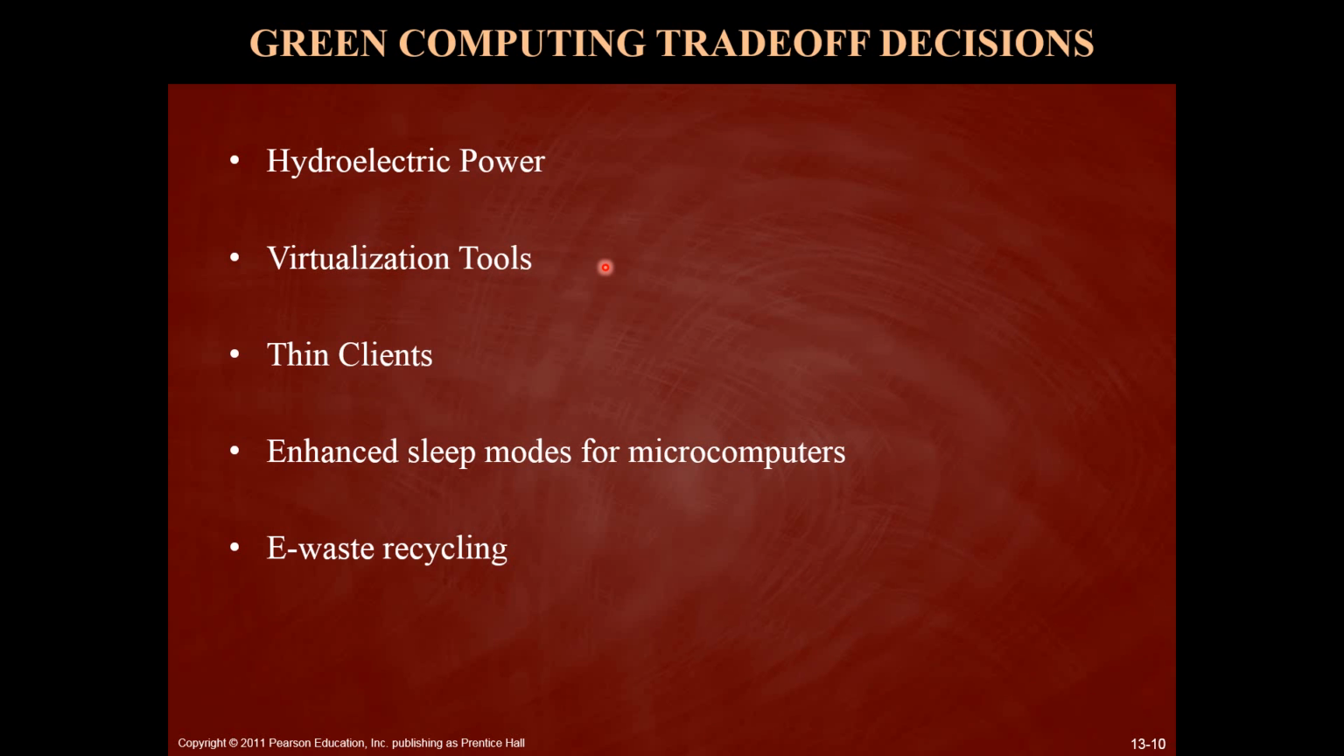Virtualization tools, where one physical server can be divided at the software level, at the operating system level, into several servers so that hardware is utilized efficiently, instead of creating a separate box, a separate server for every department. You use virtualization. Thin clients, which means that users have a very small, inexpensive device that doesn't have much processing capacity, and most processing is done on the server side. Now, this is something just like virtualization tools. This is something that allows for more efficient utilization of hardware resources. Then enhanced sleep modes for microcomputers so that electricity is preserved, and also recycling technology waste.